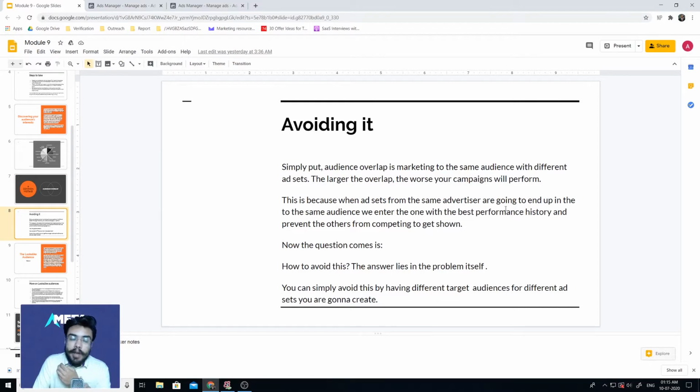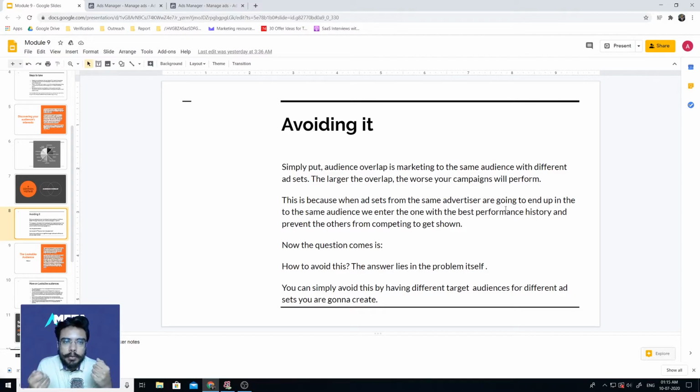How do you, in fact, avoid this sort of mistake? See, simply put, audience overlap is marketing to the same audience with different ad sets. As I just told you, the larger the overlap, the worse your campaigns will perform. Why will your campaigns suffer because of this? Because you're bidding against each other. I mean, your ad sets are bidding against each other. They are trying to outcompete each other, and that makes absolutely no sense.